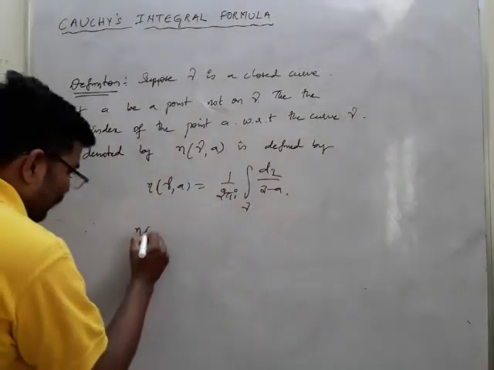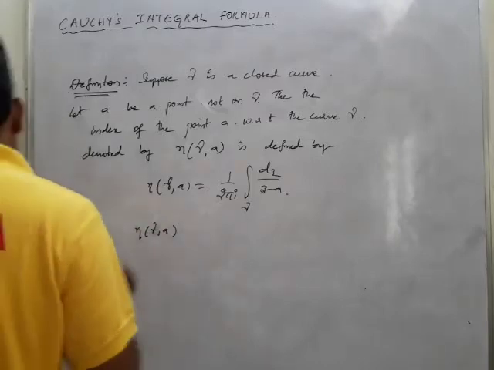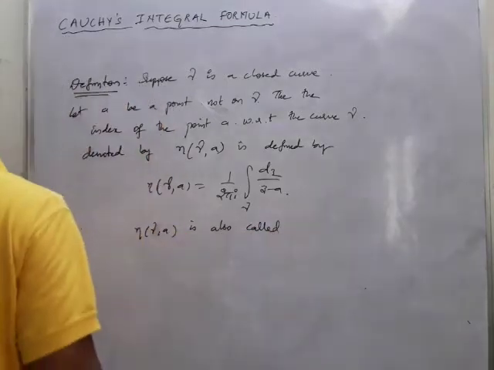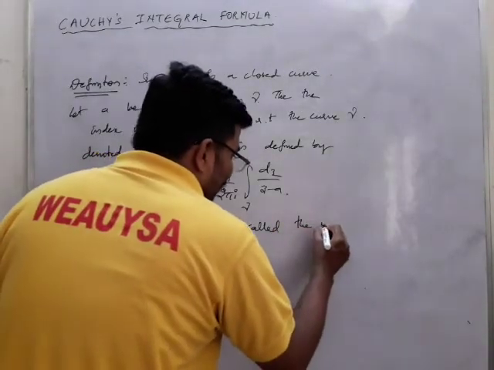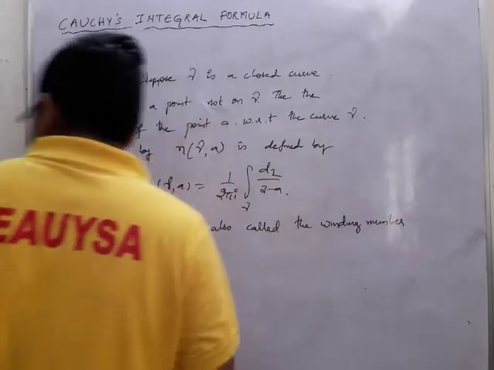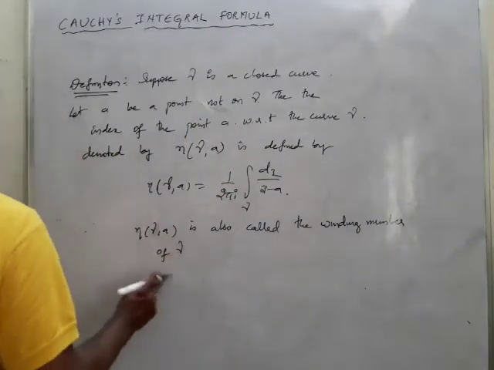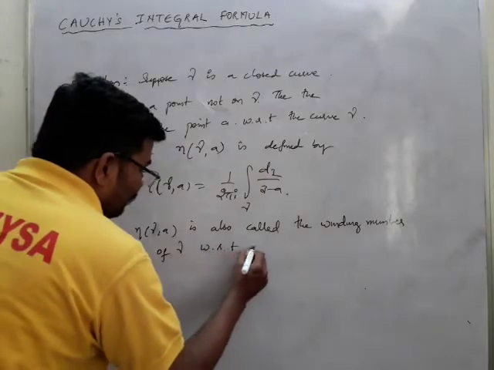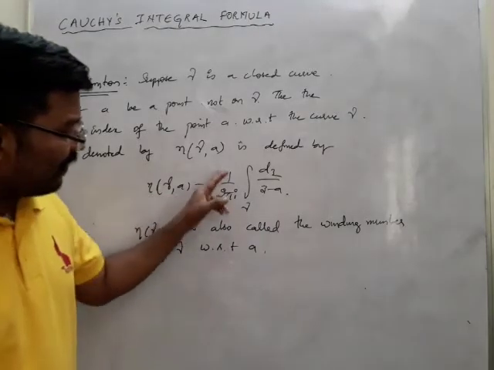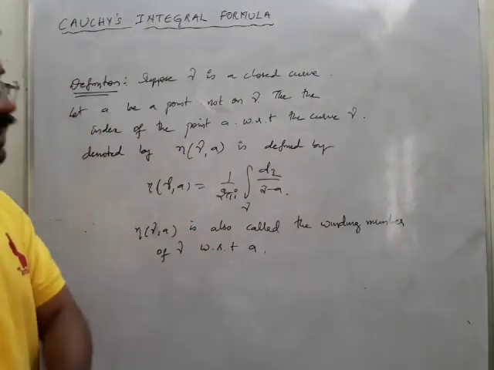This n(γ, a) is also called, a very important point, the winding number of gamma with respect to a. This is called the winding number of gamma. n(γ, a) = 1/(2πi) ∫ dz/(z − a). All of this can be called the winding number of gamma comma a.